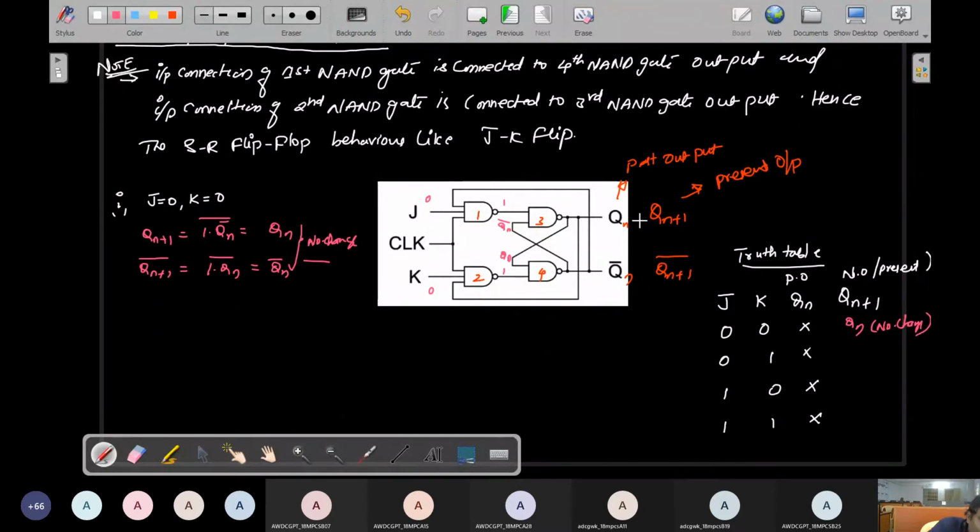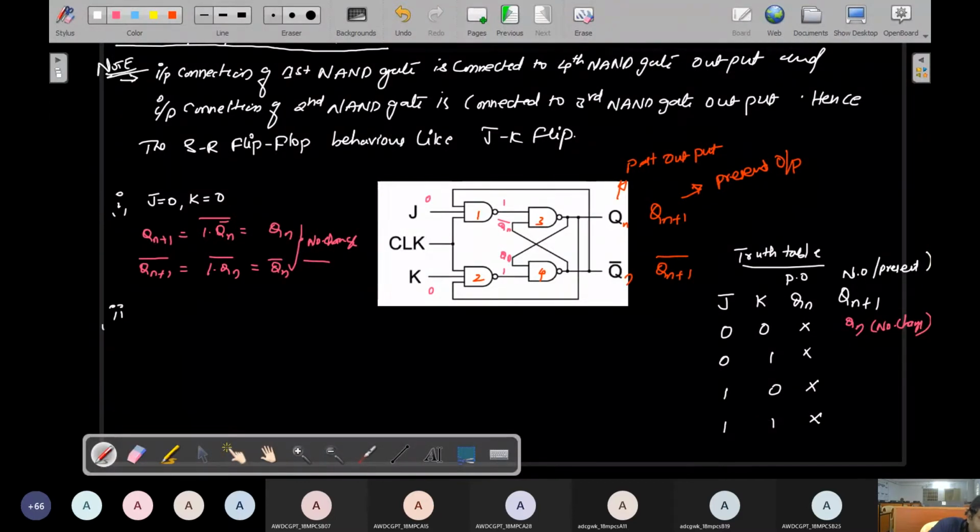Whatever the past output is, the present output also remains the same as the past output. So that is the no change condition. In both the normal port as well as the complementary port, you will get the outputs without change. So this is the first case. And come to the second case.